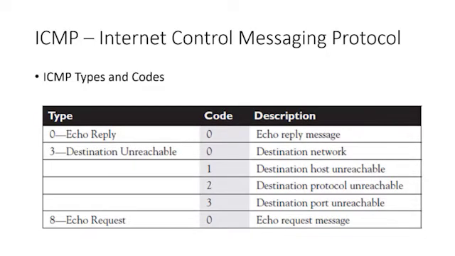Now, here's some types and some codes. You might want to file these away in the back of your head. Echo reply and echo request. Those are the ones that we're most familiar with, right? If I send you a ping, that is an echo request. I'm looking for a reply, an echo reply. Because if I ping you, I'm sending something to you.